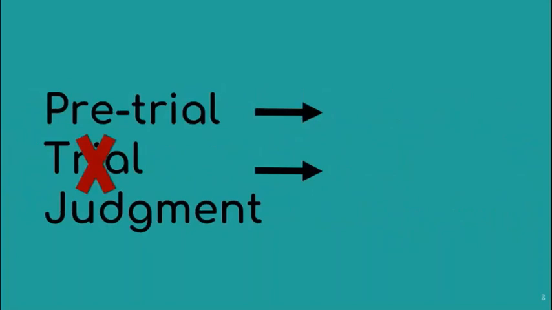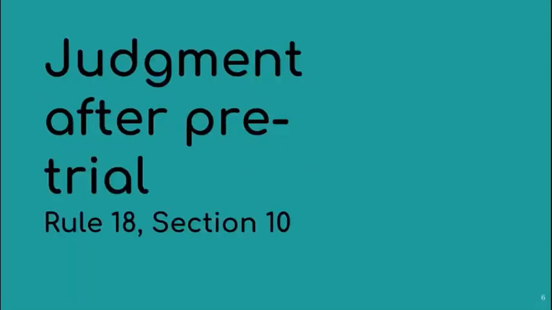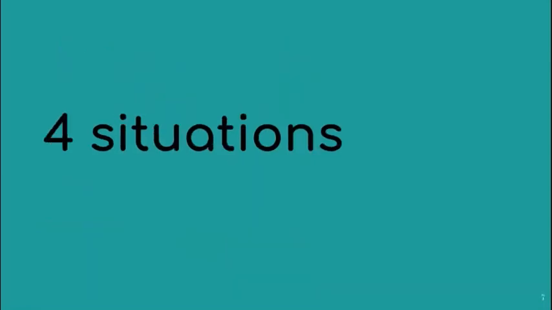However, there are a few instances when a trial is not necessary. From pretrial, the court can already render a judgment. So trial is dispensed with in this case. And when does this happen? These situations are found in Section 10 of Rule 18 of the Rules of Court, which concerns judgment after pretrial. Let's take a look at these 4 situations.